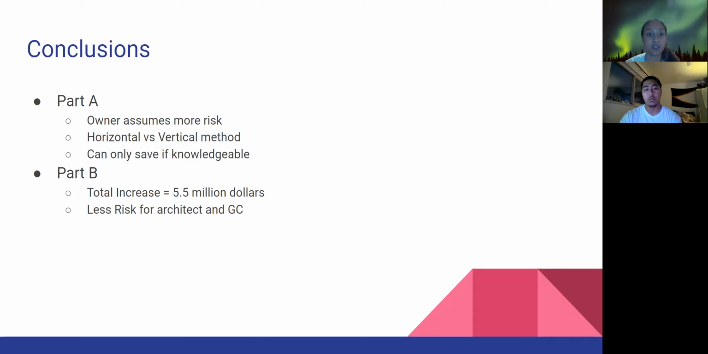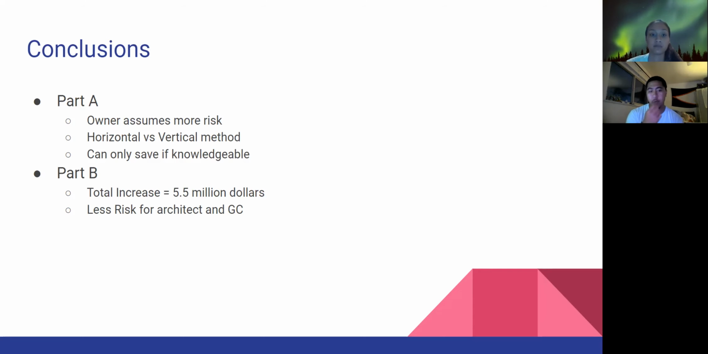Okay, so in conclusion of this presentation, for Part A, we see that the owner assumes more risk in the horizontal method that he's using than in the standard method. We looked at a diagram showing the horizontal approach versus the vertical method. And like I said, the owner would only be able to successfully go through this project and save money using this method if he's knowledgeable about the subcontractors and design team members that he's hiring.